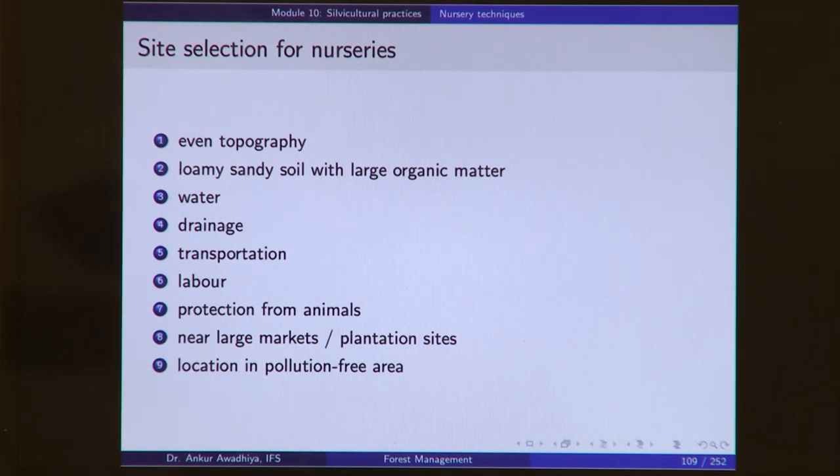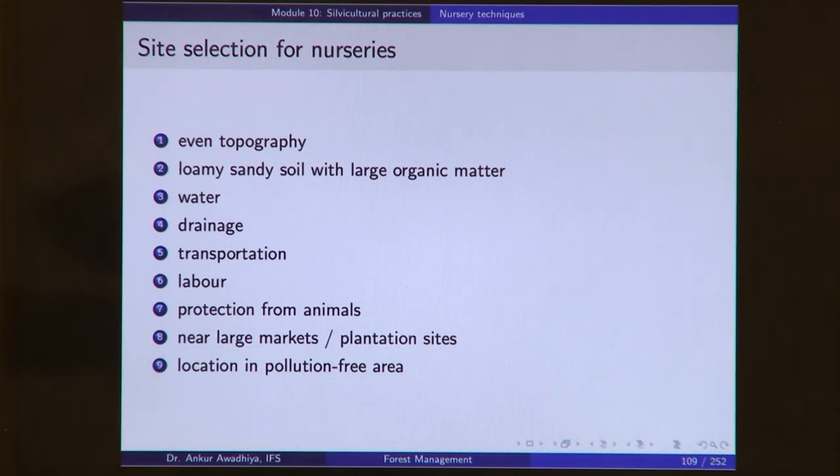There should be good availability of water in the site, because you will have to irrigate the seedlings. There has to be a good amount of drainage, so that there is no water logging that will inhibit the growth of seedlings. There should be an ease of transportation. So, typically we locate our nurseries near to the roads, so that once the plants have been cultivated in this area, it is easy to transport them out into the field.